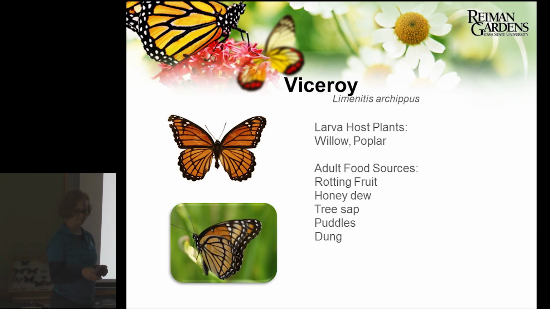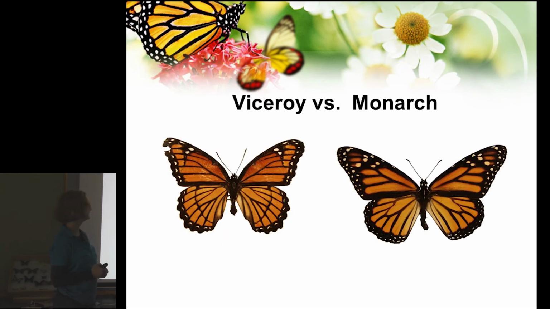I have a next slide that shows the comparison between a viceroy and a monarch. So viceroy is here. The best way to distinguish the two apart is this line right here on the hind wings that kind of bisects the hind wing. This black line, and you can see it's not present on the monarch.